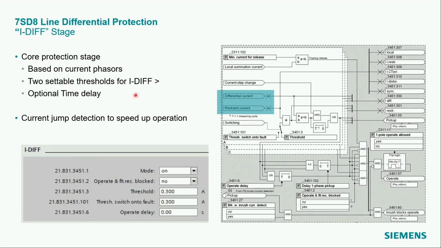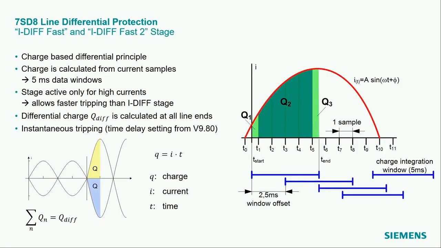Two settable thresholds are provided to also cover the switch on to fault condition, so the line energization. Current jump detection is intended and provided to allow a faster operation of this stage after the fault inception. As mentioned previously, a faster charge-based differential stage is available also. This is called the EDIF Fast and the EDIF Fast 2 stage. This is based on a charge principle.